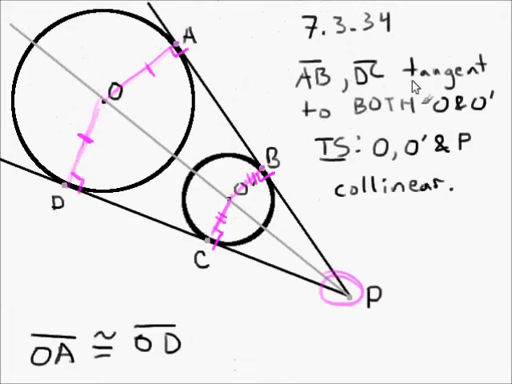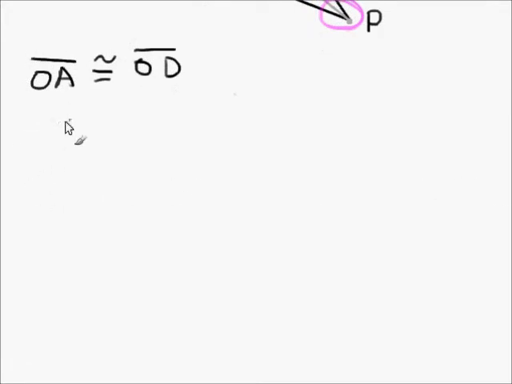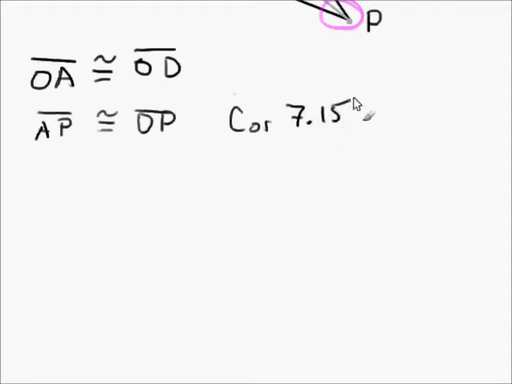Now, I've got two tangent lines, and they meet at a common point. Theorem in the textbook, corollary 7.15, goes ahead and tells us that A to P and D to P are congruent. So we'll go ahead and write that down. AP is congruent to DP, and that's corollary 7.15, and this was radii are congruent.